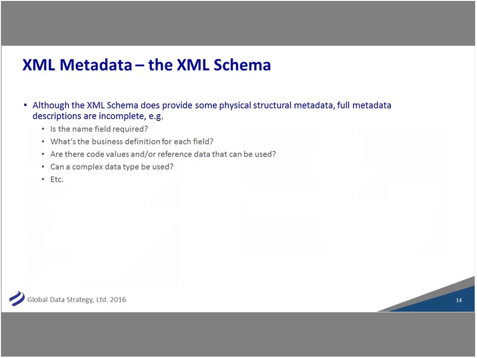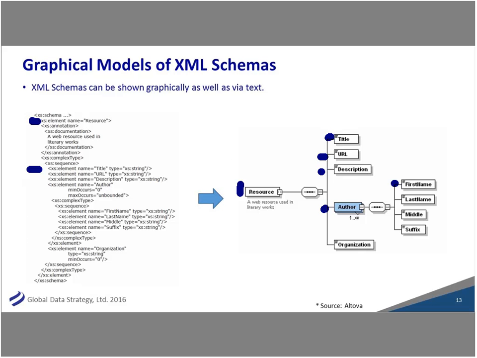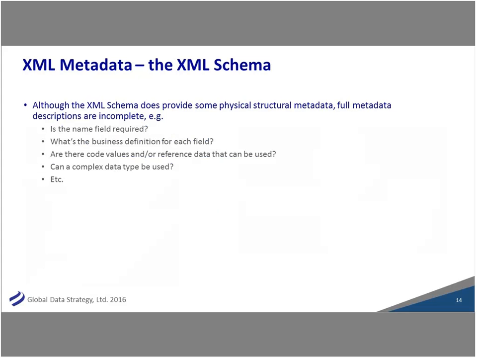Okay, so the XML schema is good. It's good because it can tell you the schema without having the data in it. It tells you some basic physical structure. But as I hit on before, is that name field required? What's the definition of what we mean by name? Are there code values? You mentioned Boise, Idaho. Do they put Idaho? Do they put ID? All that stuff we're used to in a nice data model or relational database, they don't have. Or can you use a complex data type, not just string?